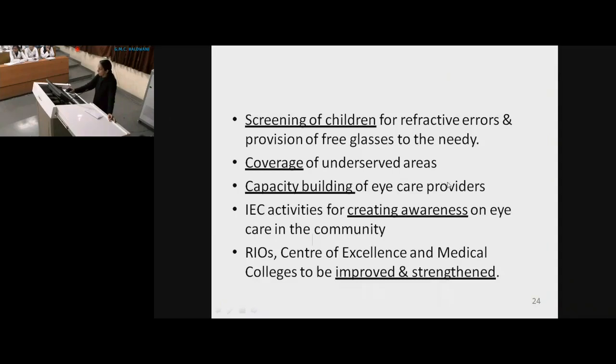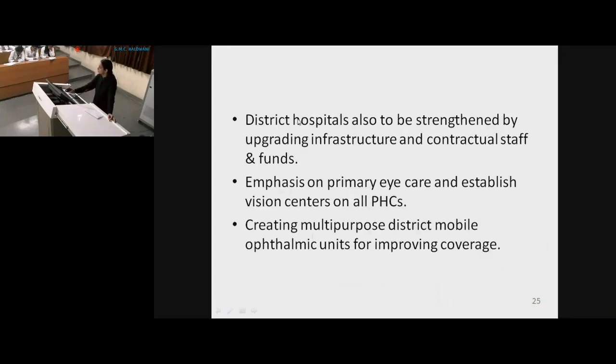Coverage of underserved areas, capacity building of eye care providers, and IEC activities for creating awareness on eye care in the community. RIO, क्या है RIO? अभी बताया था. Regional Institute of Ophthalmology, Center of Excellence and Medical College to be improved and strengthened. District hospitals also to be strengthened by upgrading infrastructure as well as by increasing the number of contractual staff and funding. Emphasis on primary eye care and establishing vision centers on all PSCs. Creating multi-purpose district mobile ophthalmic units for improving coverage.